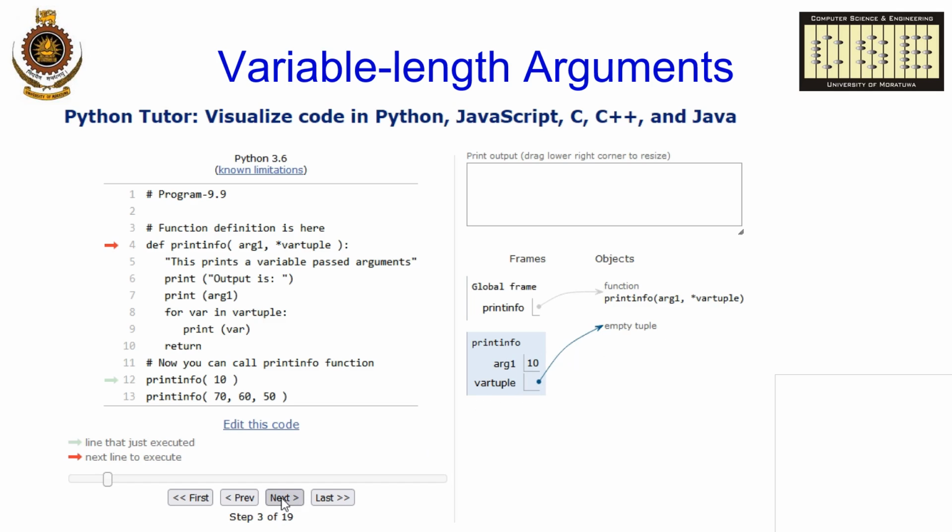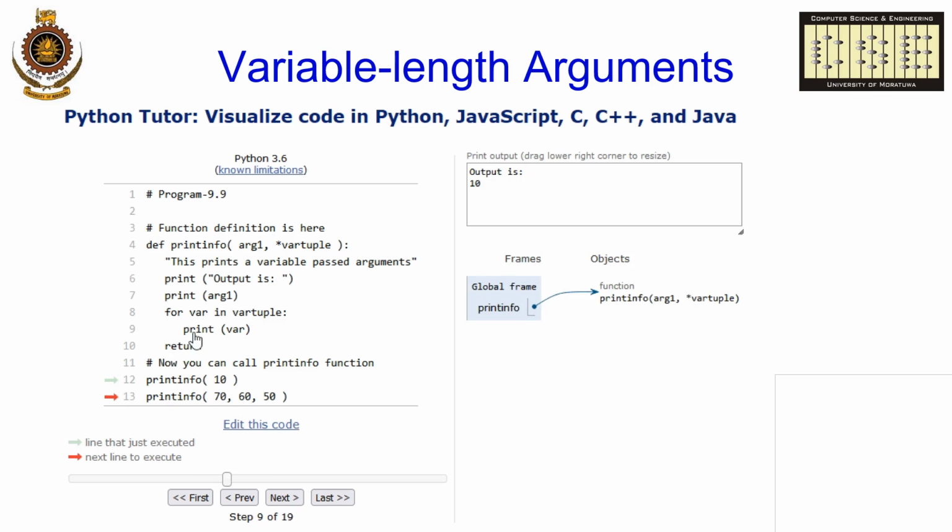So let's see what happens when we execute this. It prints "output is", and then prints the value that is 10, and because the var tuple is empty, it does not go inside the loop, and then we return back to the main program. Next, let's see what happens when we call the same function with 3 arguments.